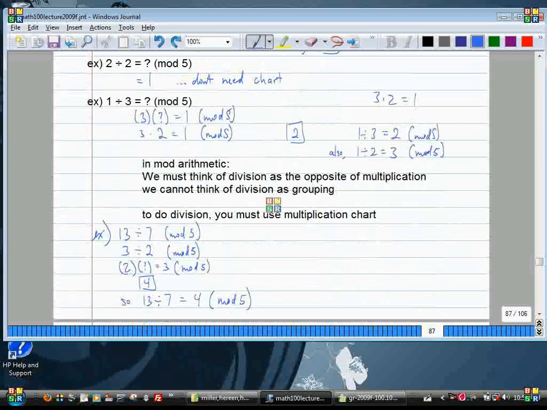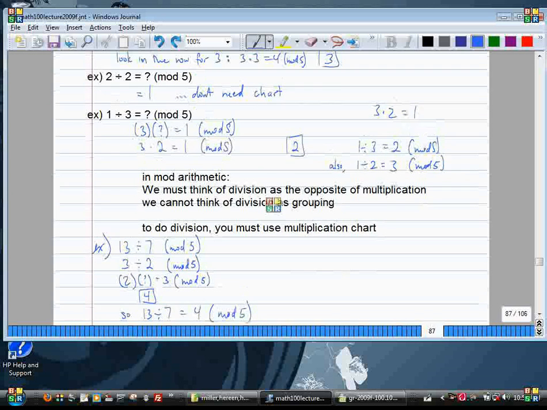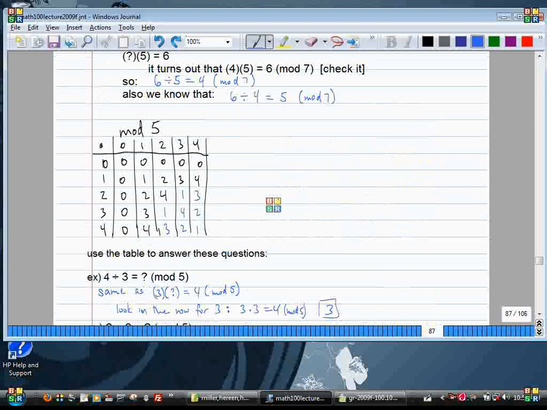Remember that multiplication and division are opposites, or in math we say inverses. So you have to remember that as you're doing these problems. The only way, as I just said before, that you can do division is to think of it as the inverse of multiplication. But when thinking of it as the inverse, you have to remember what the inverse means. And that's what we're just talking about right here. 3 divided by 2 equals some number is the same as saying 2 times some number equals 3. And the question is, 2 times what number gives you 3, and you have to look at the chart.